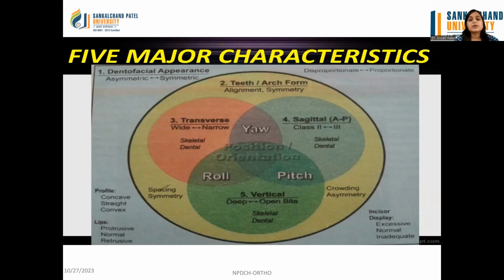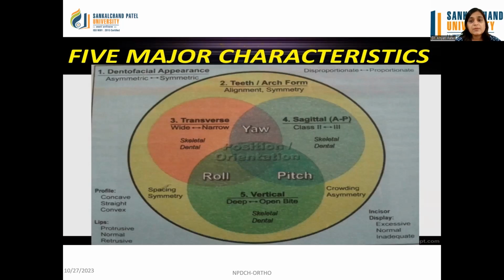For the fifth one, you need to check the patient's vertical problem, whether the patient has an open bite or deep bite. If there is any open bite or deep bite, you need to check whether it is skeletal or dental. So according to all these three problems, transverse, sagittal and vertical, the abnormality is divided.